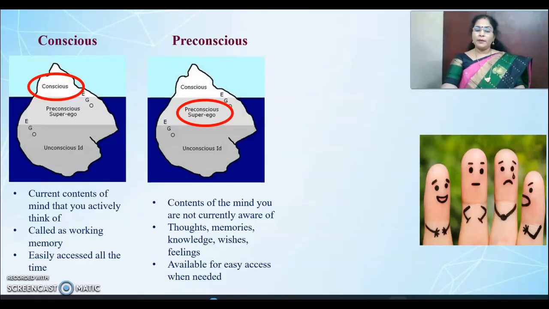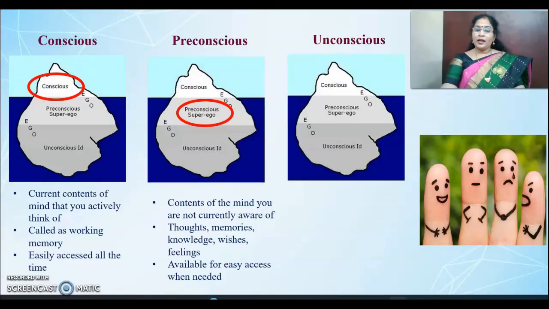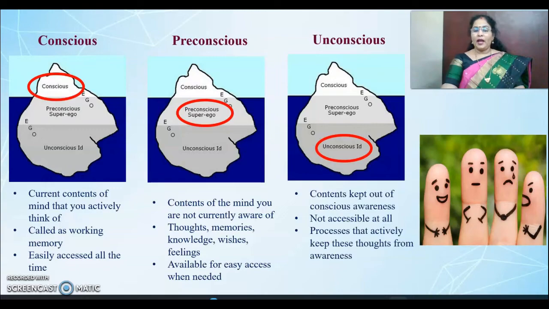All your thoughts, memories, knowledge, wishes, feelings, all these are there in your memory. And this is also available for easy access whenever we are in need of. There is another level of awareness which is called the unconscious mind. And here the contents are kept out of the conscious awareness. It is not accessible at all.